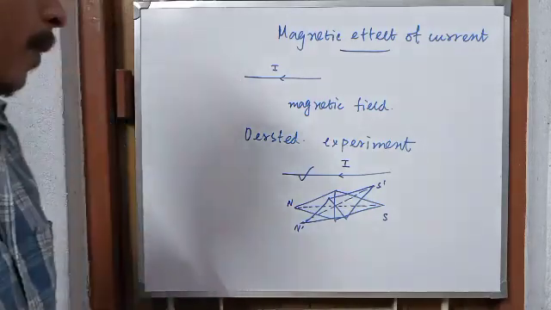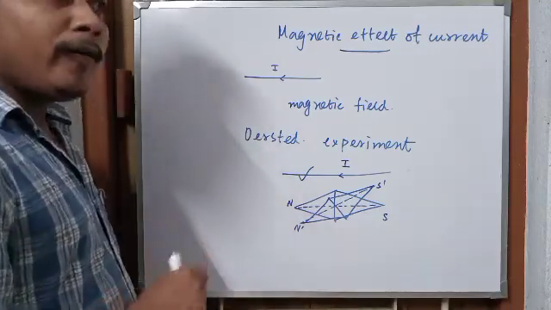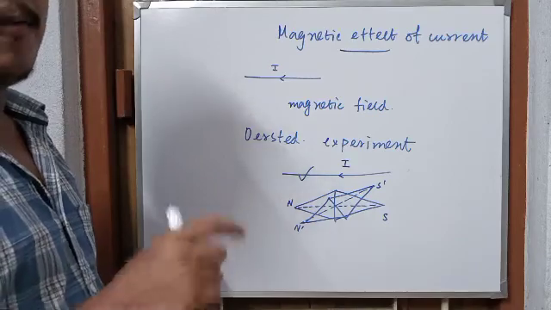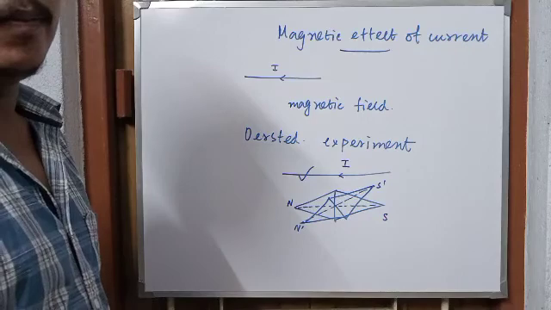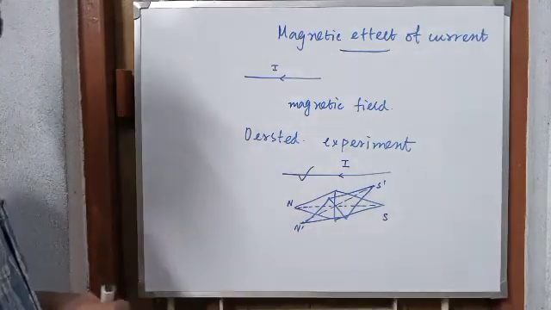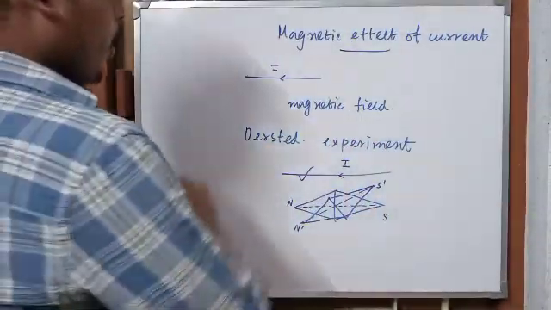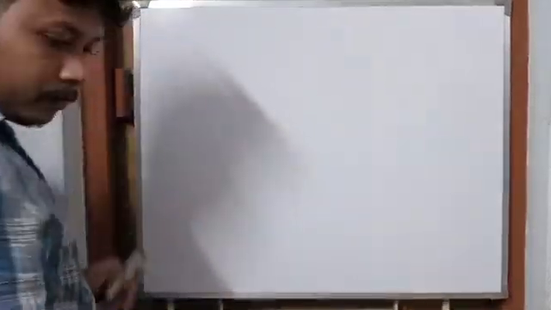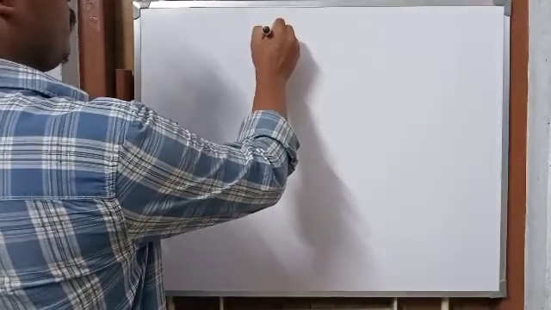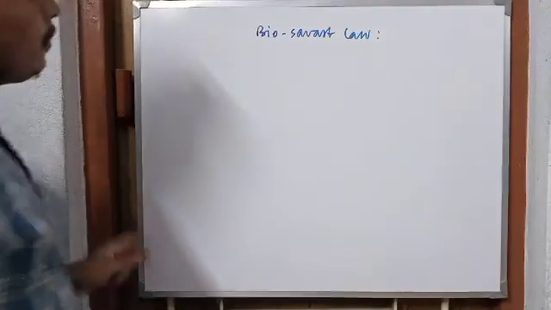Okay. Now we have to find the strength of the magnetic field, or the value of the magnetic field, which is created by this current carrying wire. This is given by the Biot-Savart Law. Now we study the Biot-Savart Law. What does it say?